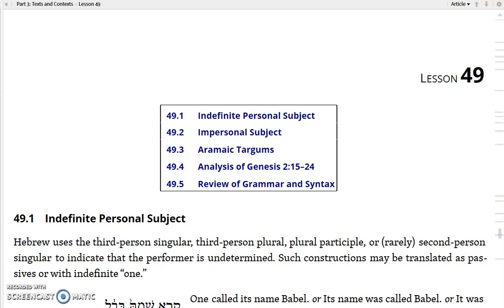I will now introduce Ross Lesson 49. 49.1, Indefinite Personal Subject. Hebrew uses the third person singular, the third person plural, plural participles, or rarely second person singular to indicate that the performer is undetermined. Such constructions may be translated as passives or with an indefinite "one."